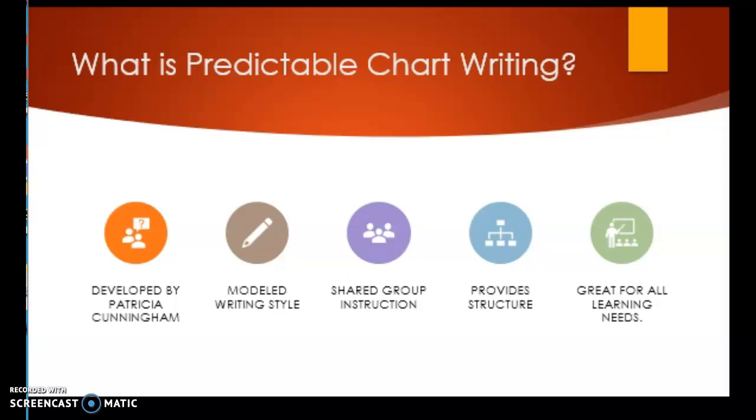So it's a fun way to introduce writing using shared group instruction. It provides structure for writing. It also provides a lot of structure for your classroom because through predictable chart writing, it provides a different activity that you can do during writing class each day with your class. And it's great for all learning styles.